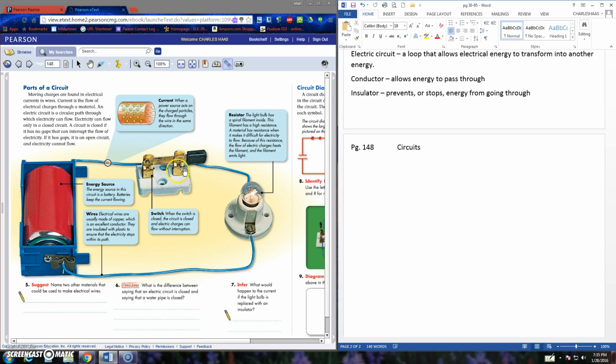Here's another wire coming over to the switch. That's right. The switch is right now in the closed position, making it a closed circuit. If we open the switch, then the circuit would be an open circuit, meaning it would not work.